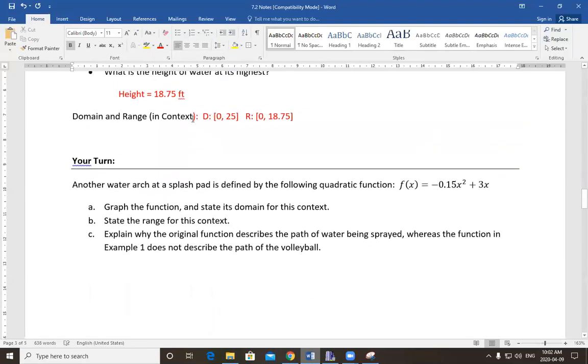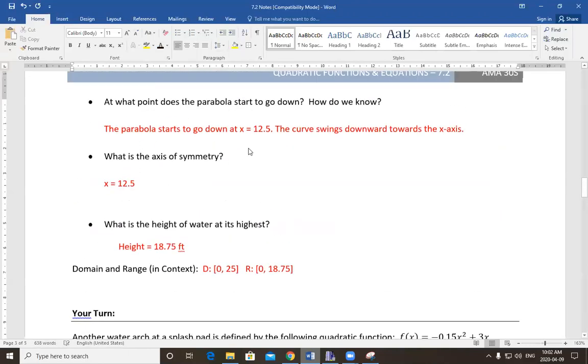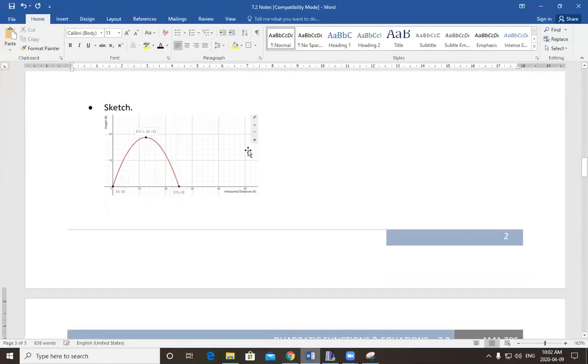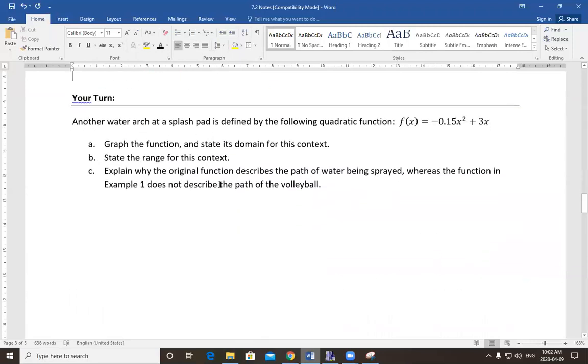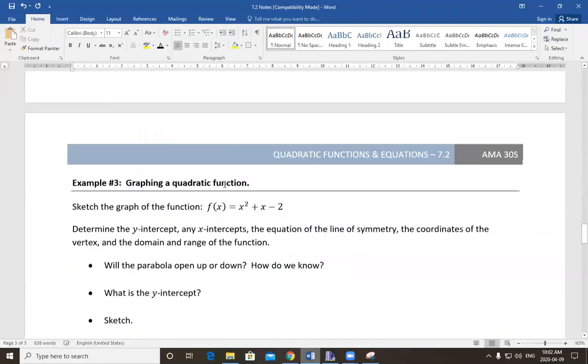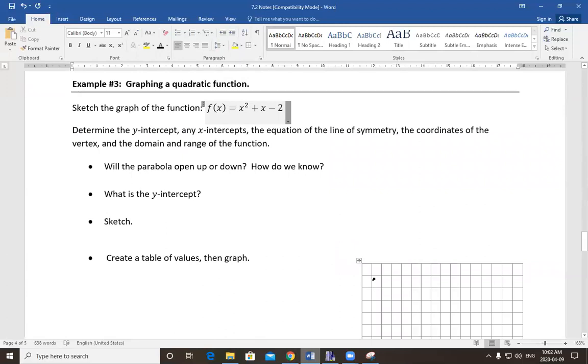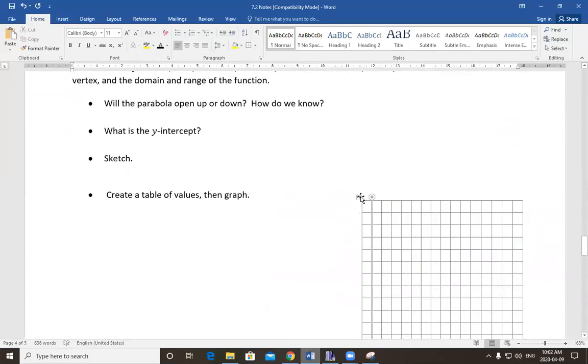So you can try your turn on your own. It follows this example 2. So I'll let you guys do that. And we will get moving on to example number 3.